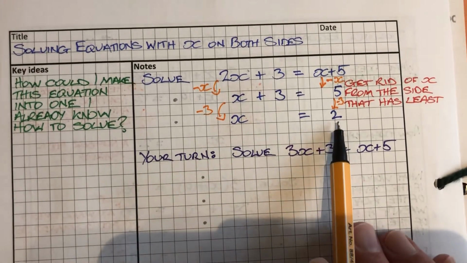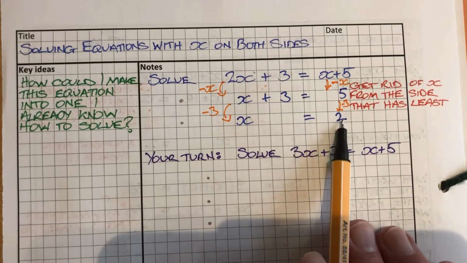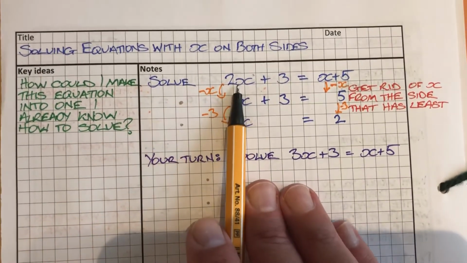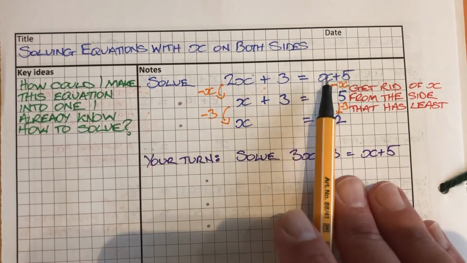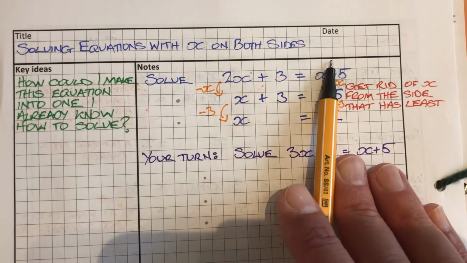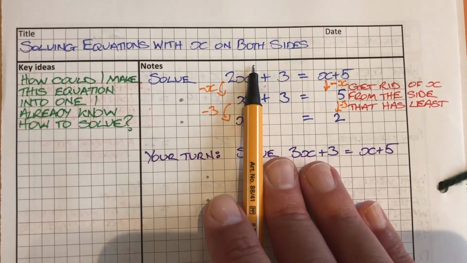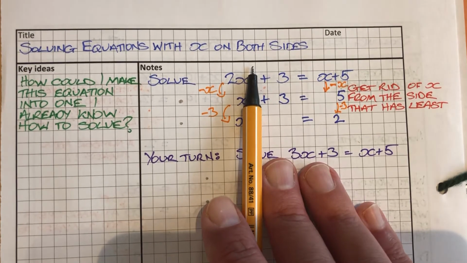Let's check that it's right. x is no longer a mystery number, it's now the number 2. So this is 2 lots of 2, which is 4. Add on 3 makes 7. And this is 2 add 5, and that's also 7. If I get the same value for this side as for this side, I'm right. If I get something different, I know I've gone wrong.